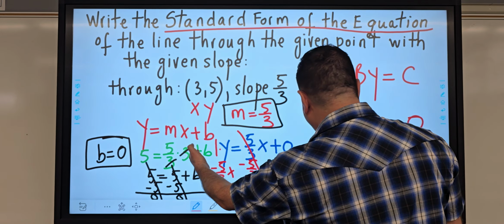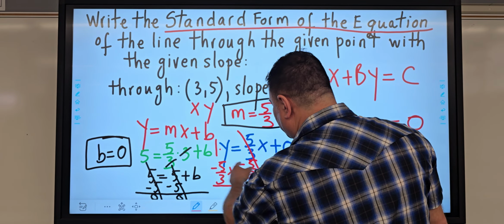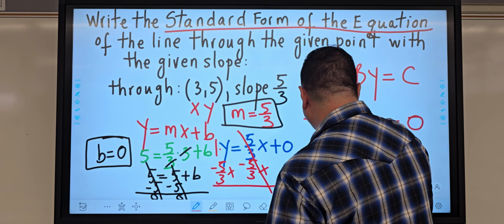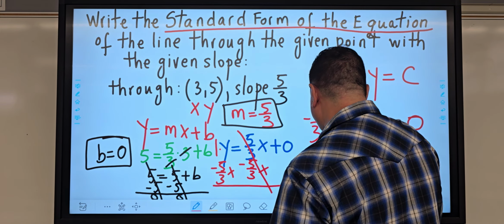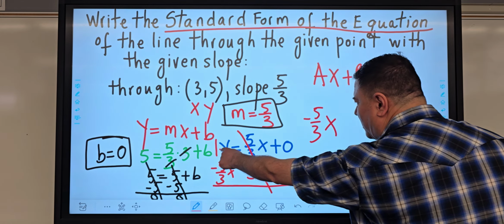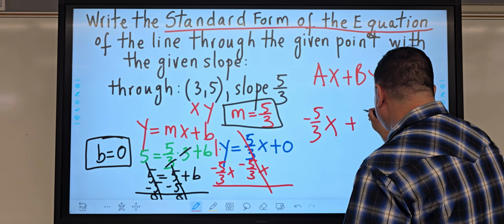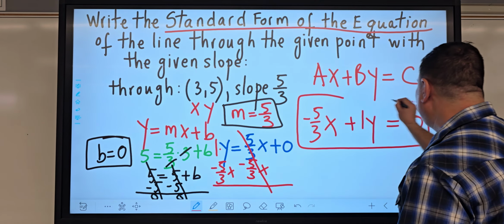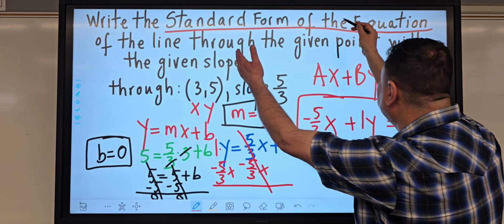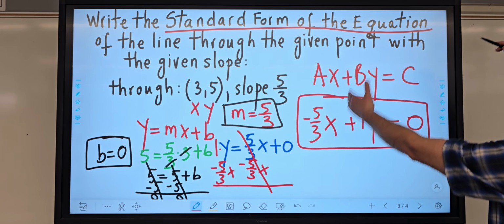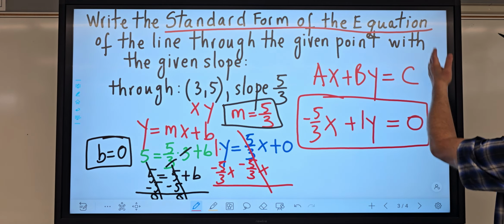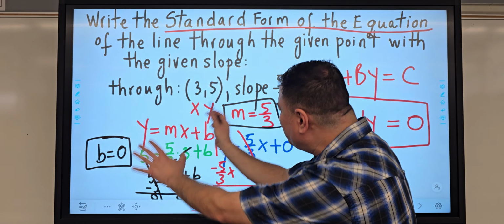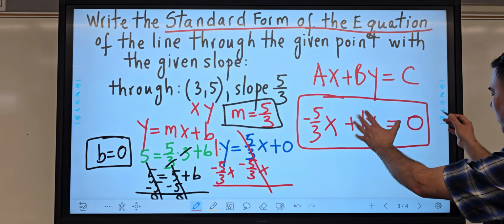We have now the ax, so the x is now negative 5 over 3x, and plus 1, because we have 1 there, plus 1y. And this is our answer written in the standard form, ax plus by equals c. Not too much to it. Please remember to follow these steps and get to our equation.